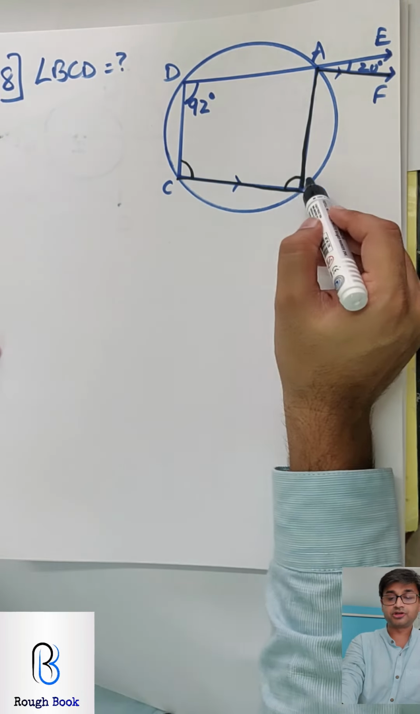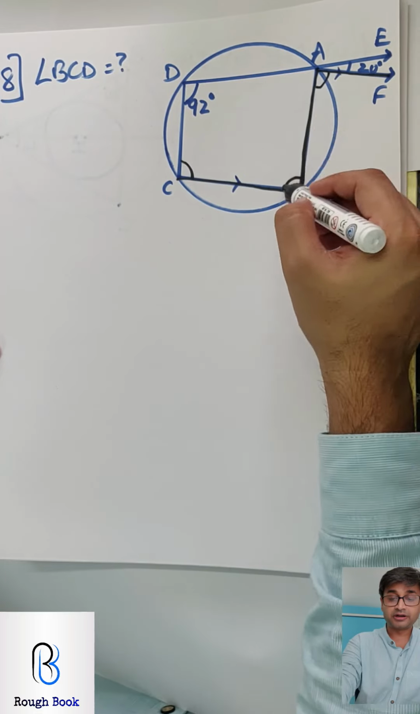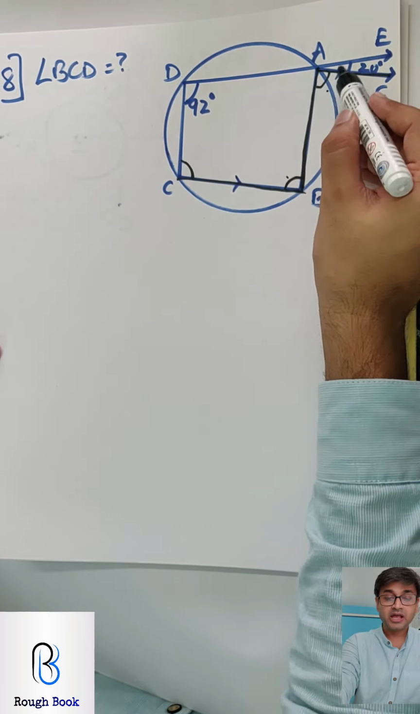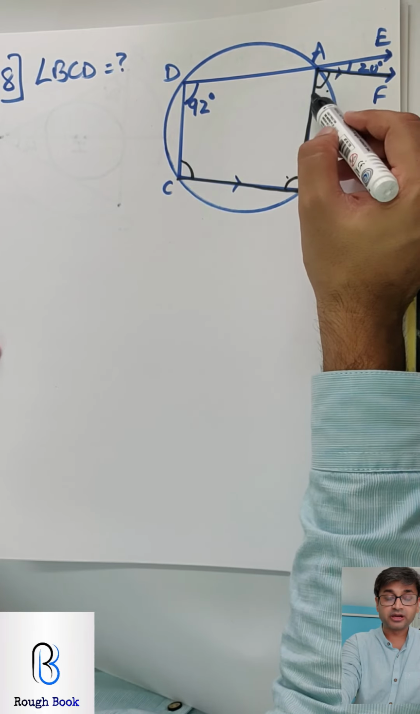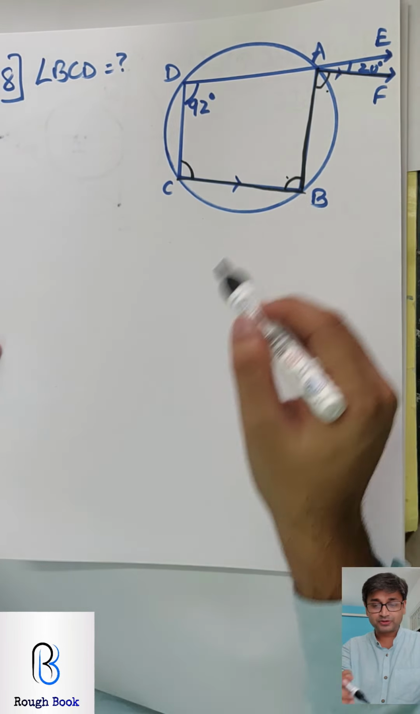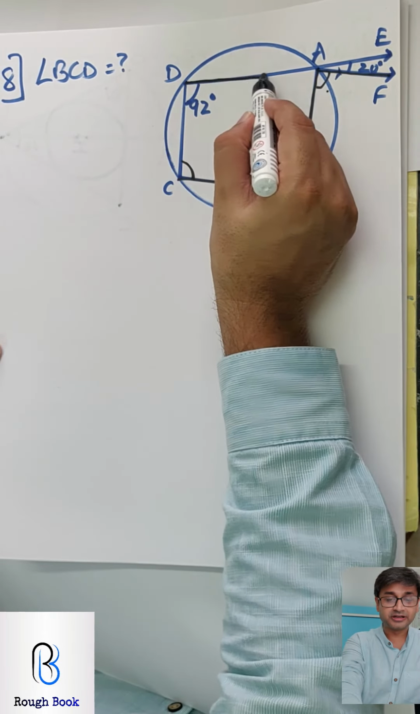Can you see the Z formation? So alternate angles. So whatever is this supplementary, I will get that here. And when I add these two, I'll get the full angle. Why do I want the full angle? Any clue? Absolutely. Oh, you still didn't get it?